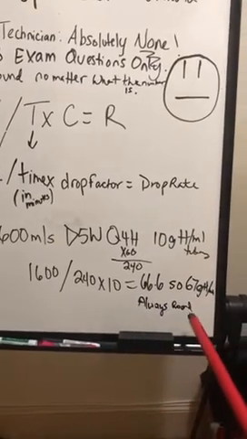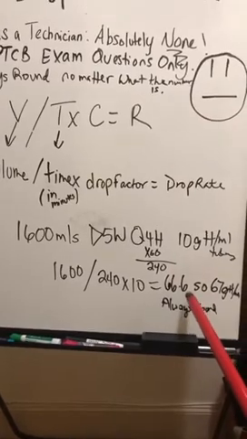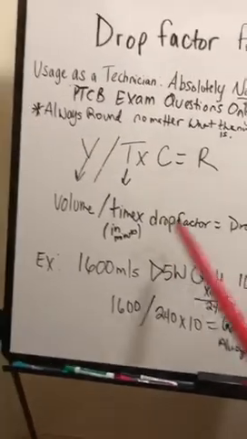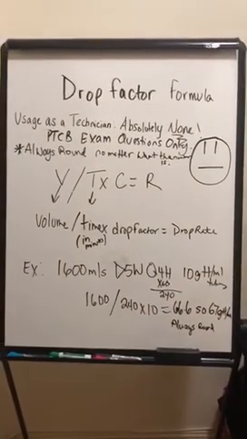You always round. Again, if this says 66.1, it doesn't matter. It's going to round up to 67. You always round up with drop factor, no matter what the number is. Let's try another example, but again, this is pretty straightforward and pretty simple.